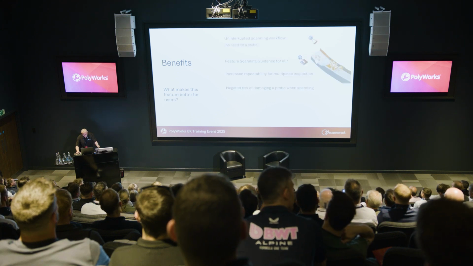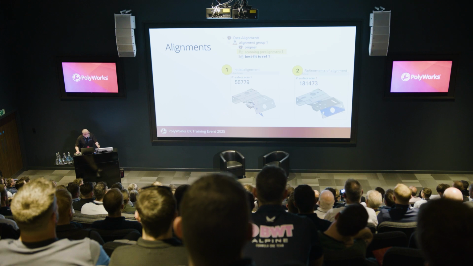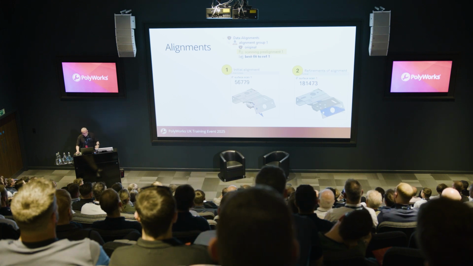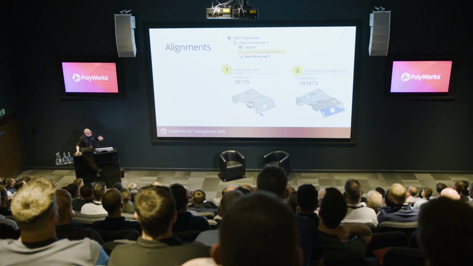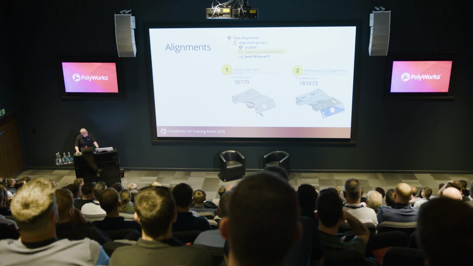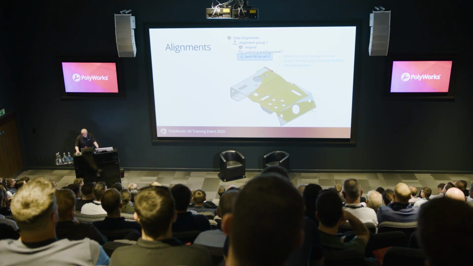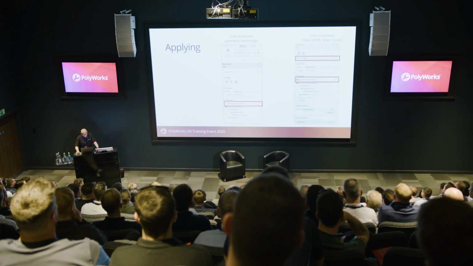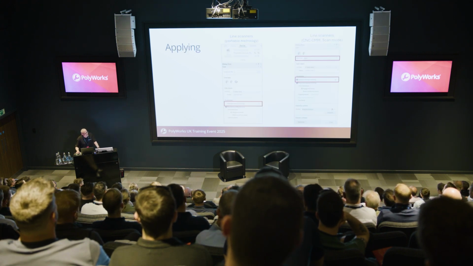So let's skip on to the next slide. Yep, so this is what we can see in the tree view. We've got the initial alignment. As it goes through, it will then pre-align to align those scans till we get our best fit as we've always had. So how do we apply that? We've seen the little tick box when we're connected to the arm.